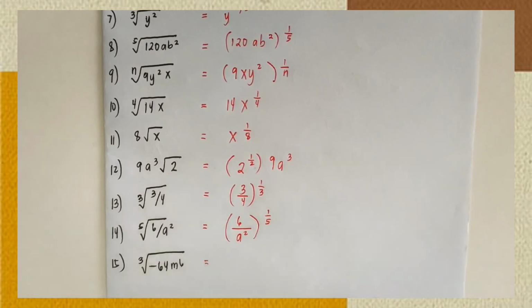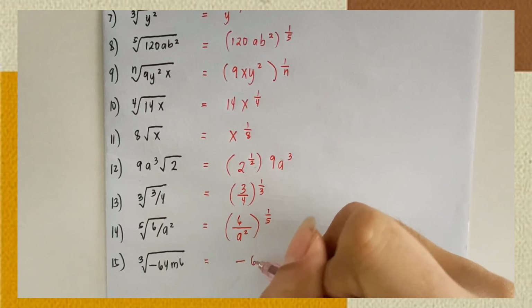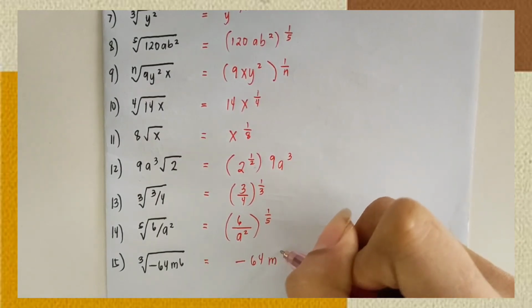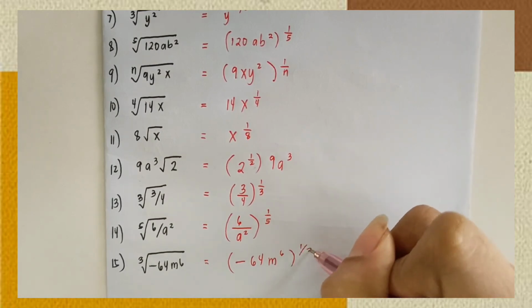How about for the last number 15, the cube root of negative 64m raised to 6. The answer is negative 64m raised to 6, all raised to 1/3.